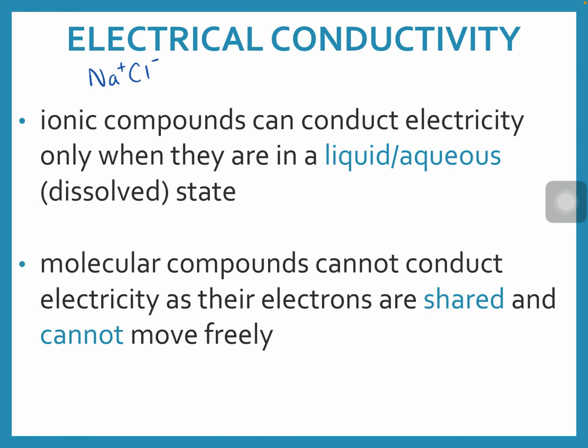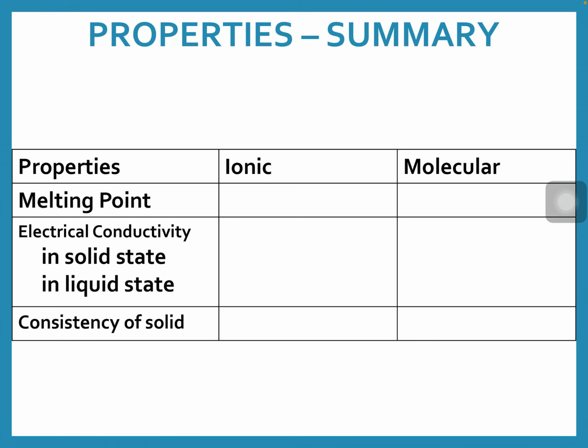Molecular compounds cannot conduct electricity because their electrons are shared, and so they're not able to move freely. So even when we have polar covalent bonds, even when it's very polar, the electrons are still being shared. So even though they might be pulled closer to one of the atoms, they are not free to move. So molecular or covalent compounds are not able to conduct electricity.